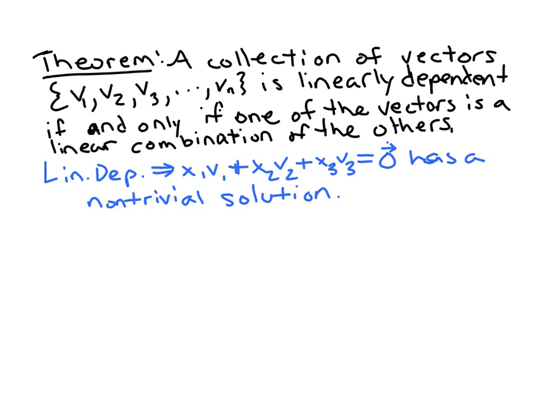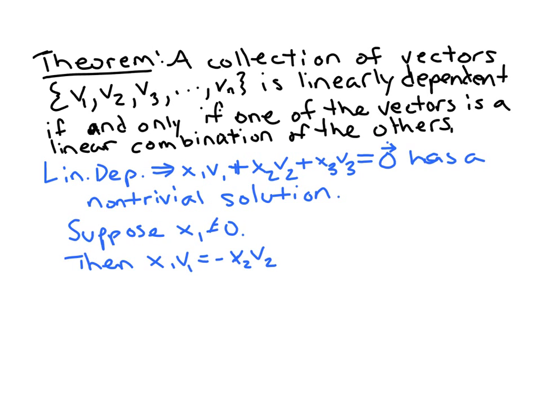Okay, so let's just take x1 and suppose that that's not 0. It's fair to assume that one of those is not 0. If x1 is not 0, then we could solve this for vector 1 by first, x1 v1 would be equal to, we could subtract x2 v2, which is a vector, from both sides.